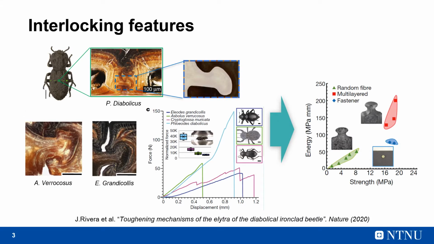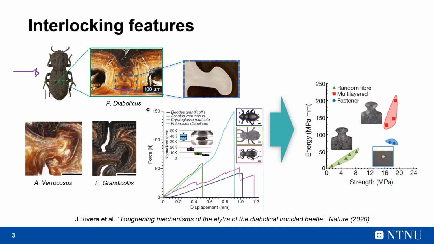But why are interlocking features important? So here is just an example from a paper of Jesus Rivera, where the authors found out that the peculiar feature of interlocking, as you can see here in the inset, can give to the specific species of beetle a remarkable property.